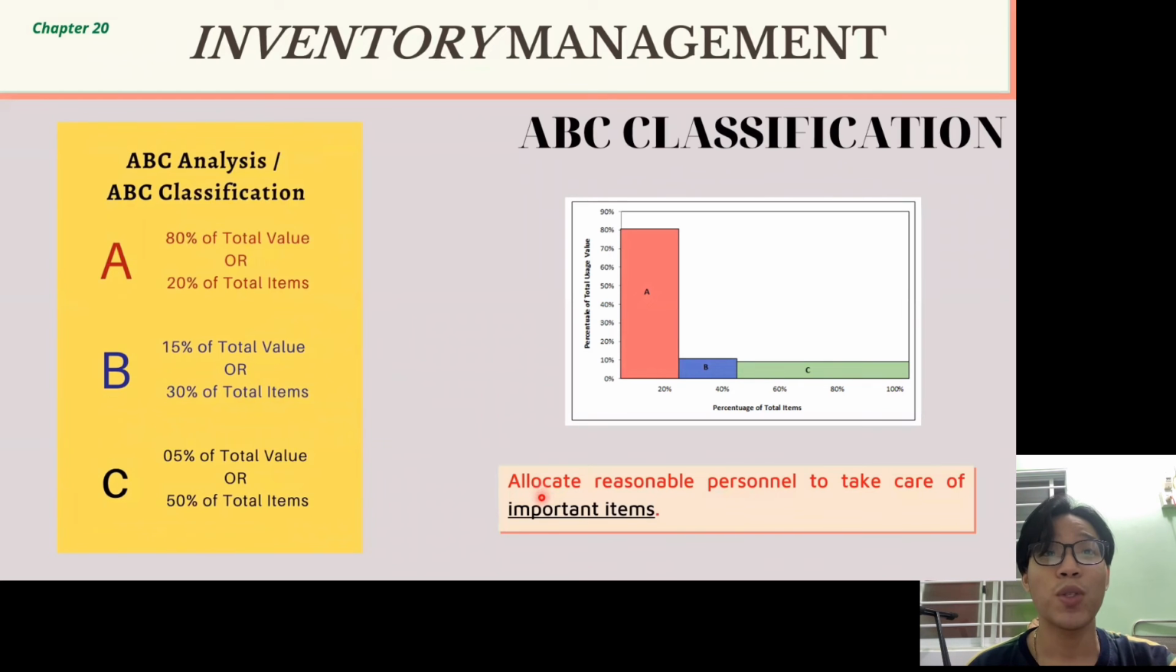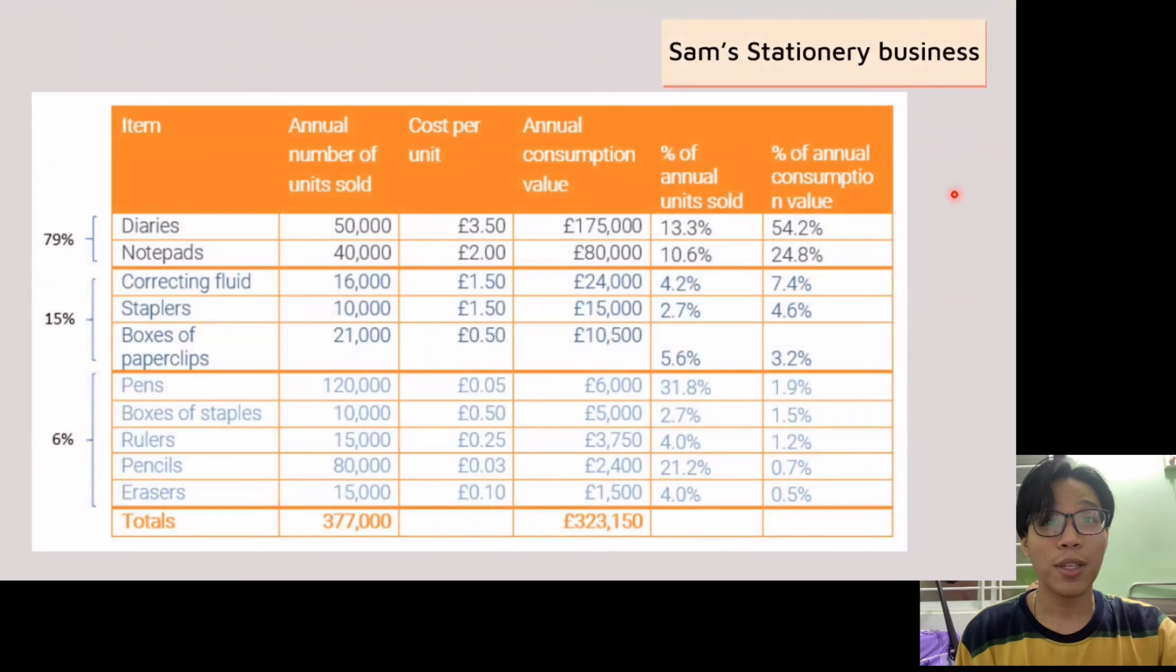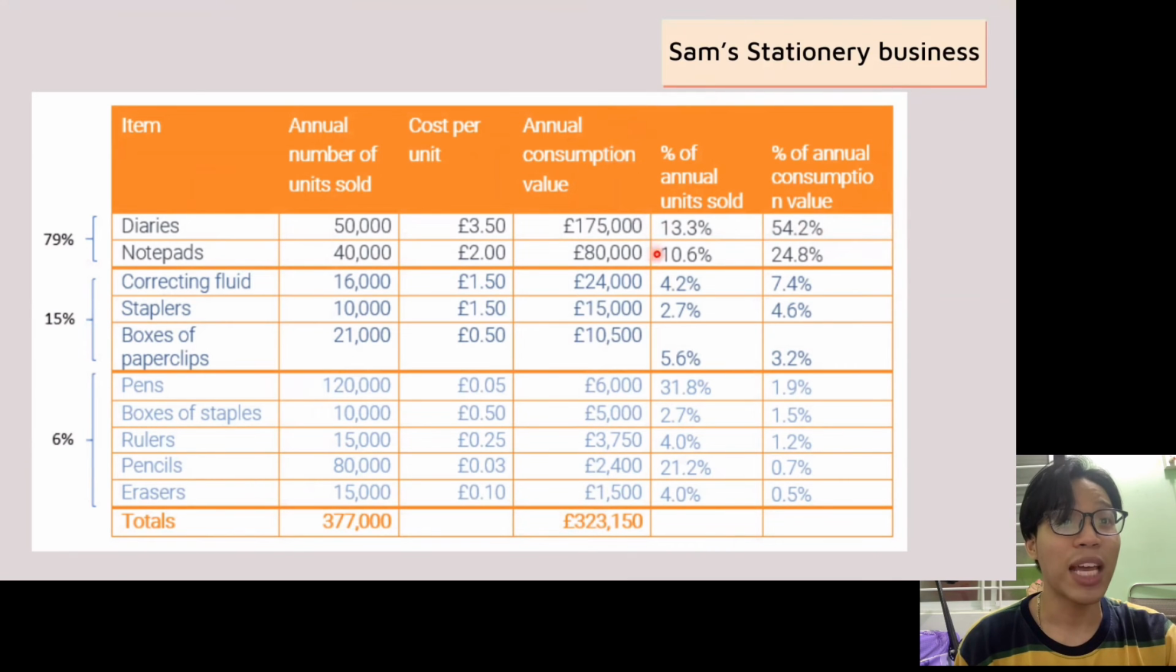I am going to use Sam's stationery business as the example. First, they list the products in descending order based on their annual consumption value. After that, they calculate the percentage of those values, as the table presented on this slide shows. The next step is quite vital: determine the thresholds for splitting the data into A, B, and C categories. Typically, it's close to 80, 15, and 5.